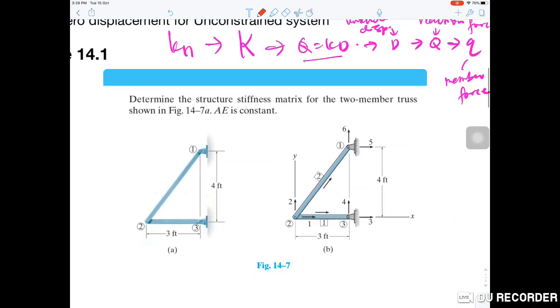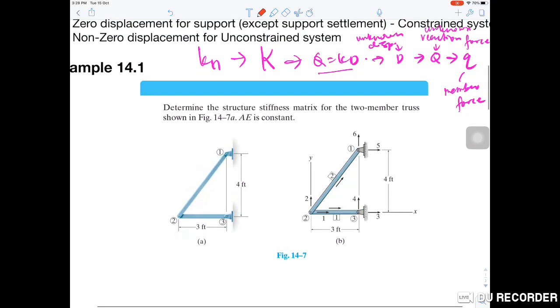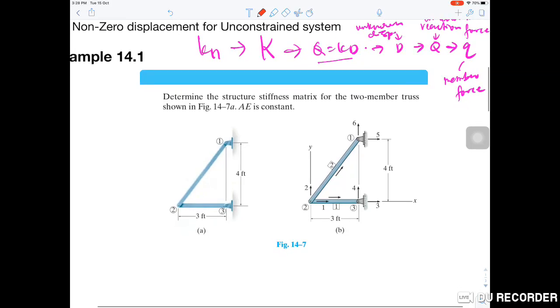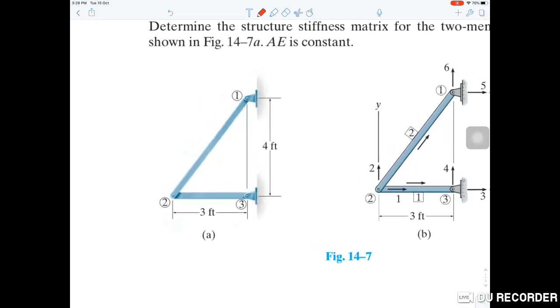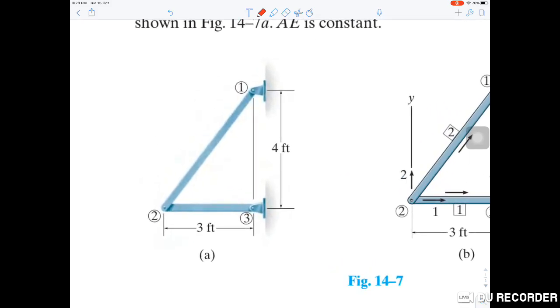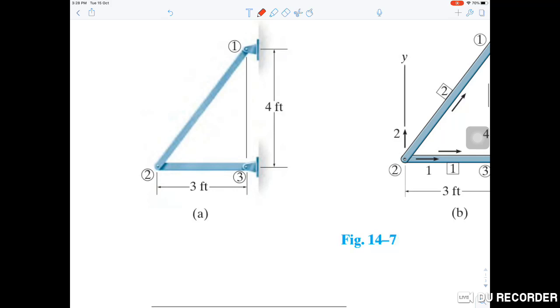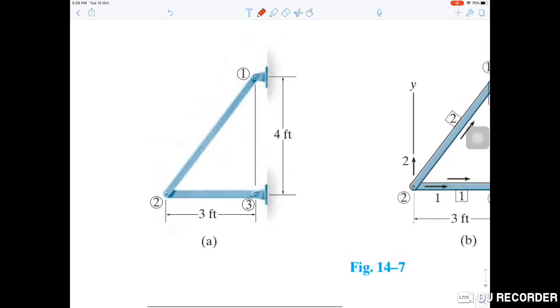Let's look at this example given in the textbook. The question is to determine the structure stiffness matrix for the 2-member truss shown in the figure. AE is constant. By looking at this question in the diagram, we don't see any load here. We can only see the structure and the support.